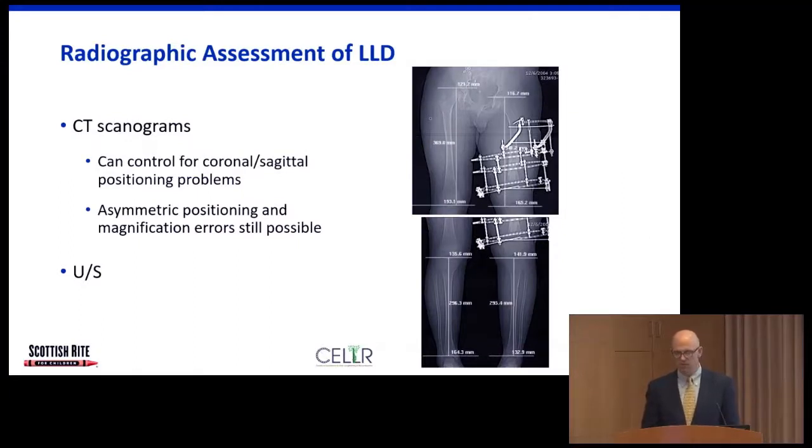CT scanograms, ultrasound, there are roles in very select cases, but again, for the evaluation or assessment of a limb length difference, these are not going to be used routinely. These are for very select cases.